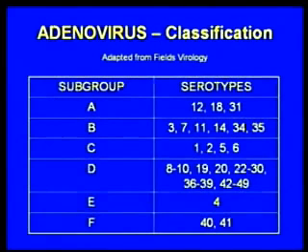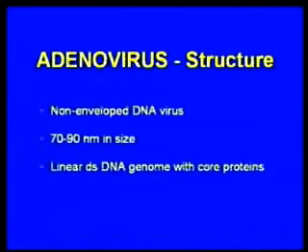But just to say that the classification is classified into these subgroups, and each subgroup has several serotypes. And many serotypes are actually being still discovered and being added on. So the human adenoviruses are now described as 49 or so different serotypes, but this is not the end of the story. So the structure we talked about is the non-enveloped DNA virus, and the size is about 70 to 90 nanometers. And the genome is double-stranded DNA.